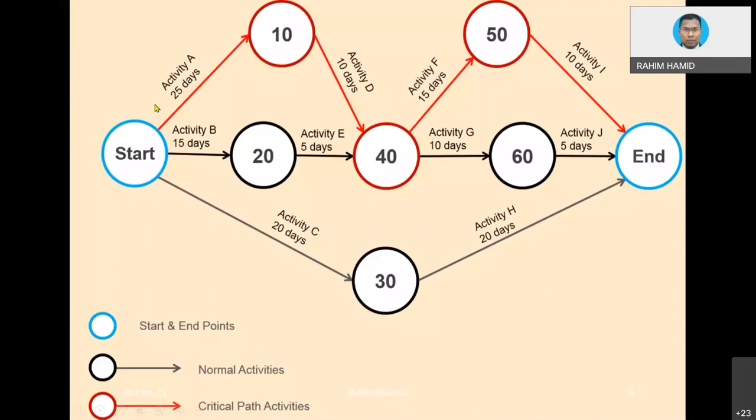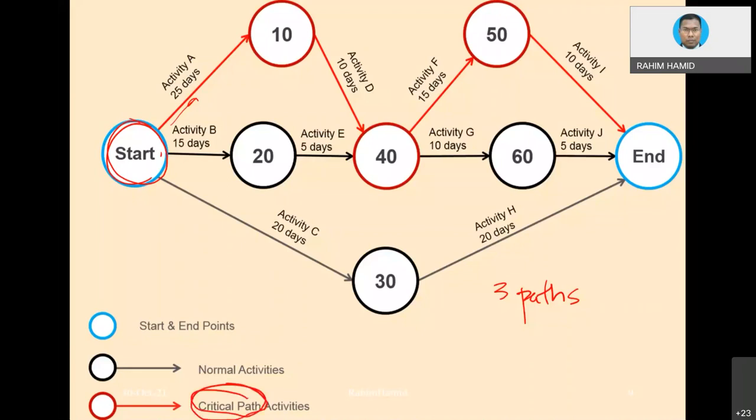And you notice that in this arrow diagram, there are many paths. What does path mean? Path means from the start here, and then it goes into here until the end. So this diagram basically reflects three paths. From start, it goes into 10, goes into 40, 50, and end. That would be one path. And then from start 20, 40, 60, end, that will be another path. And then from start 30 and end, that will be the third path. So in this diagram, there are three paths. But among the paths, there is only one shown in red color there, that we consider as the critical path.